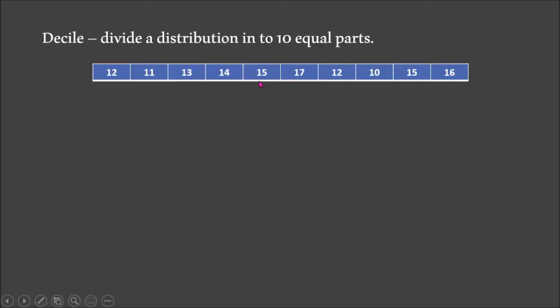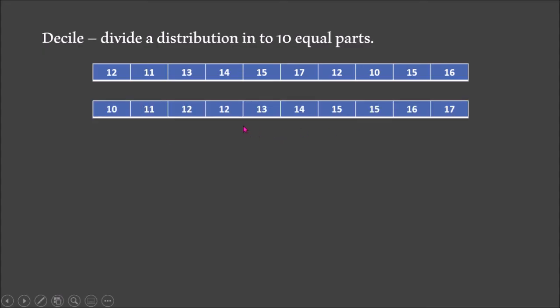For decile, we are simply dividing the distribution into 10 equal parts. In this example, we have 10 data samples: 1, 2, 3, 4, 5, 6, 7, 8, 9, 10. And this is an arrange, so we have to arrange them properly.